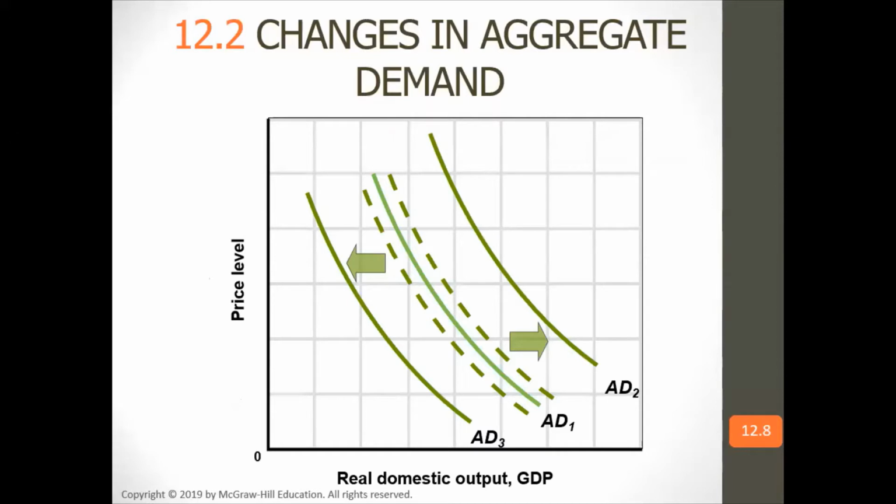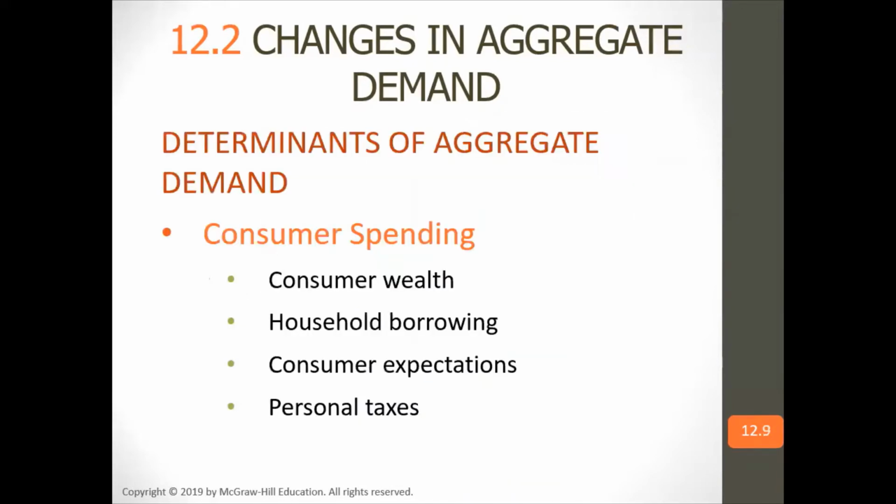So shifts in the AD curve happen. It shifts right and left based on many different things, and we'll go through those. So aggregate demand is determined by consumer spending, consumer wealth, household borrowing, consumer expectations, and personal taxes.